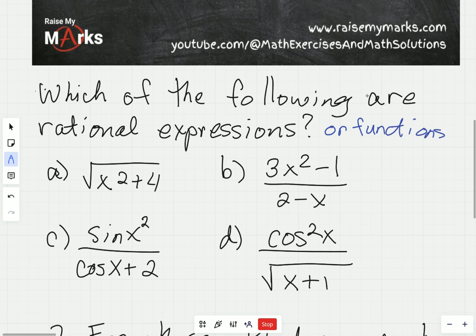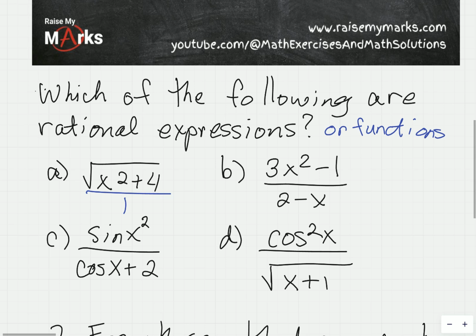So remember what a rational function is. A rational function is a fraction of polynomials. So the first thing we're going to do is go through each exercise and determine if we have a fraction and if it's a fraction of polynomials. So in part A, everything's a fraction because we can put it over 1.